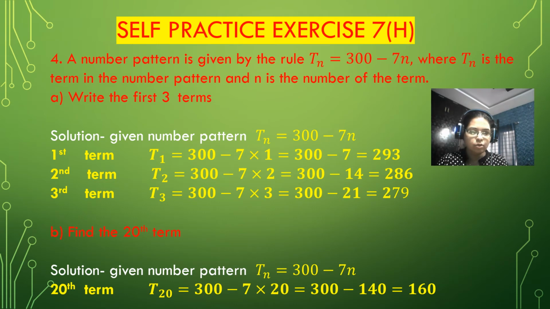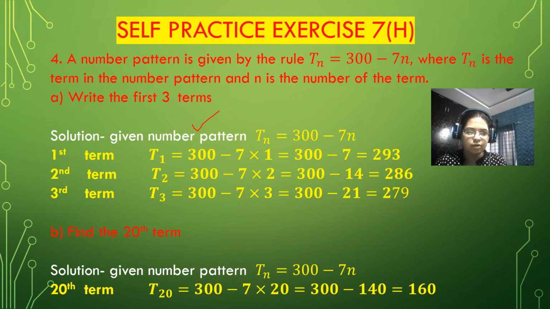Now we'll solve question number 4. Question number 4: a number pattern is given by the rule Tn equal to 300 minus 7n, where Tn is the term in the number pattern and n is the number of terms. First part is write the first three terms. We have been given the number pattern Tn equal to 300 minus 7n, and we have to find the first three terms.